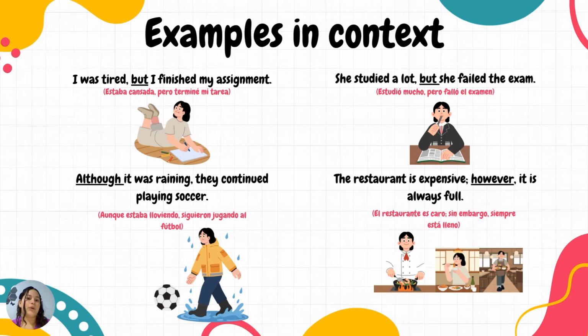Let's look at more examples in context. She studied a lot, but she failed the exam. This shows a contrast between effort and result. Although it was raining, they continued playing soccer. Here, the weather should stop them, but the action continues. The restaurant is expensive, however, it is always full. This example contrasts price with popularity.